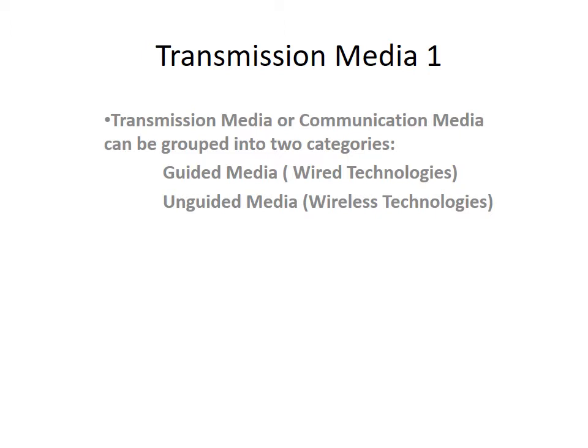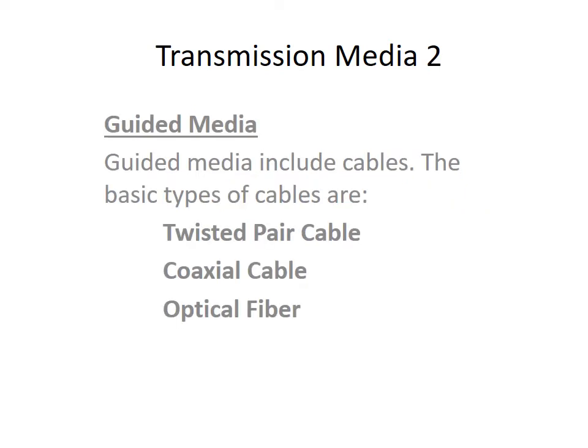Transmission media or communication media can be grouped into two categories. That means there are two types of communication media. There are two types of transmission media, and they are guided media, otherwise known as wire technologies, and unguided media, otherwise known as wireless technologies. Guided media include cables. The basic types of cables are twisted pair cable, coaxial cable, and optical fiber cable.